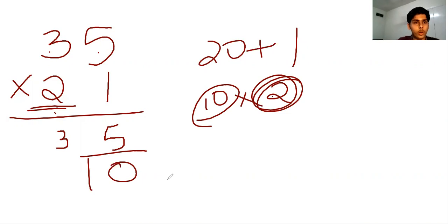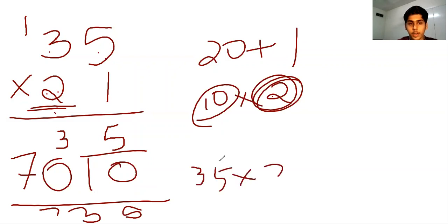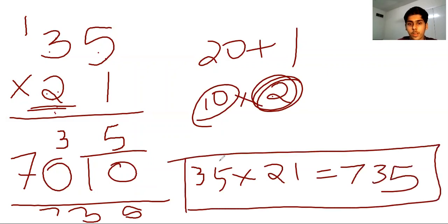So you got the 2 here. Why don't we multiply? 5 times 2, 10. So put the carryover 1 on the top and the 0 at the bottom. What is 3 times 2? 6. And 6 plus 1 is 7. Add it up. 5, 3, 7. So what is 35 multiplied by 21? Your answer is going to be 735.